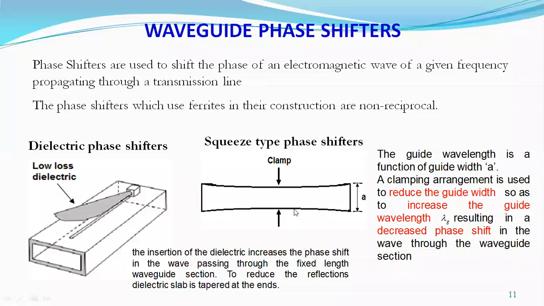So one is the dielectric phase shifter, where we are inserting a dielectric material at the broader side of the rectangular waveguide. Then the squeeze type phase shifter, where we are clamping the rectangular waveguide. Based on the clamping, it will vary the width of the rectangular waveguide. Reducing the width reduces the guide width and increases the guided wavelength. If the guided wavelength is increased, it will decrease the phase shift of the rectangular waveguide. This is the squeeze type.